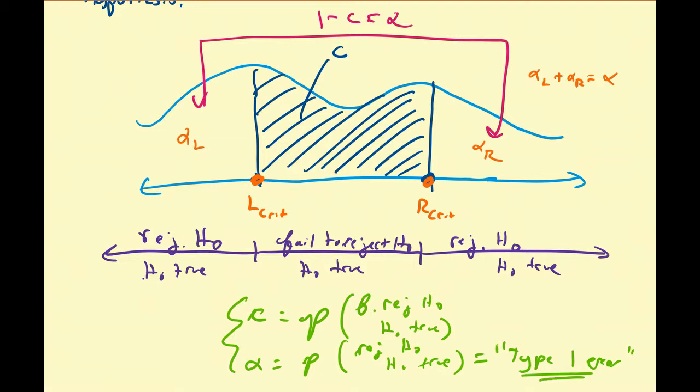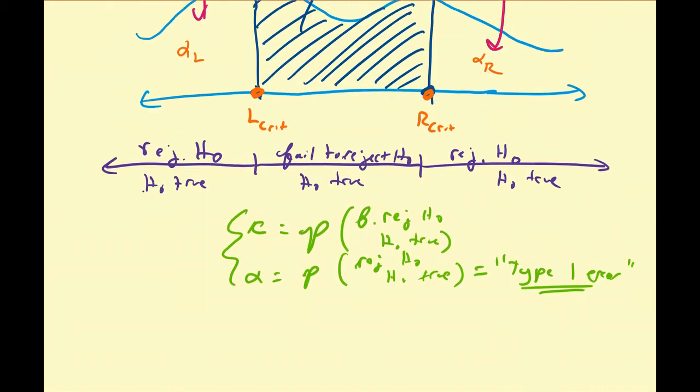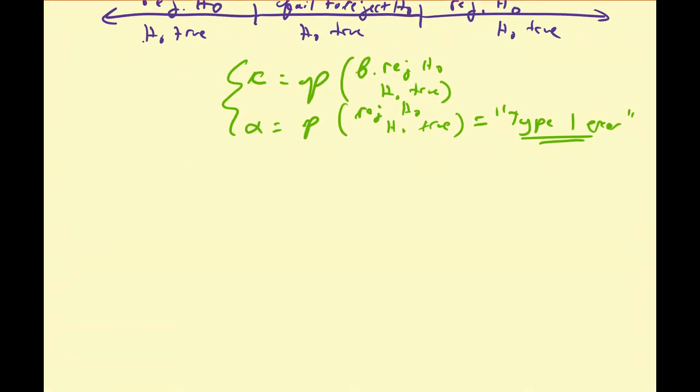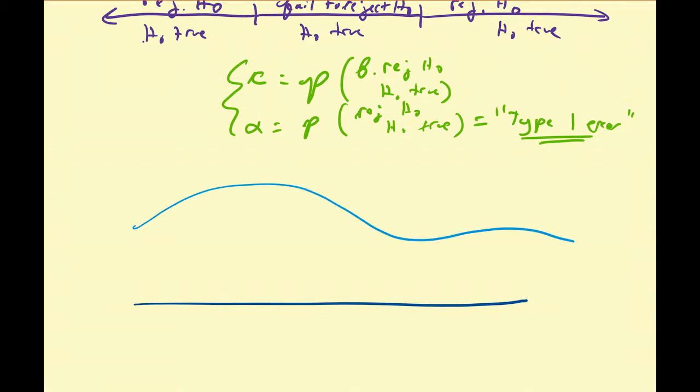So what about the type 2? Well, the type 2 error is associated with when the null hypothesis is false. So let's again consider our normal picture. Here's our distribution associated to our H0 true scenario. And again, here are our confidence interval boundaries. So this is our left critical value and our right critical value.